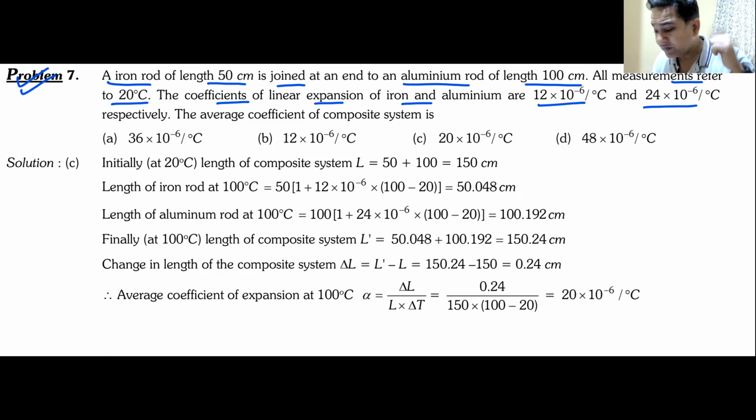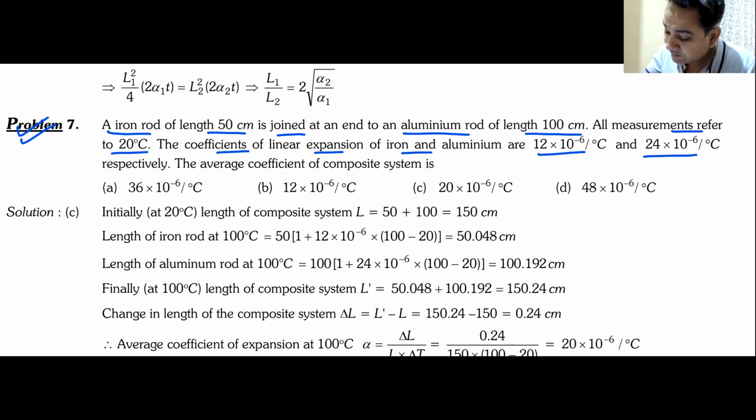Iron will expand less. So if I make this question, I will write it like this. I will write the length of one rod as L1, and the length of the other rod as L2. I will write the temperature as T, or let us not take T, let us take it as theta. I will write the coefficients as alpha 1 and alpha 2. And the question is very simple. What is the average coefficient for the composite system? When I say the composite system, it consists of the entire rod, which is made up of two rods.